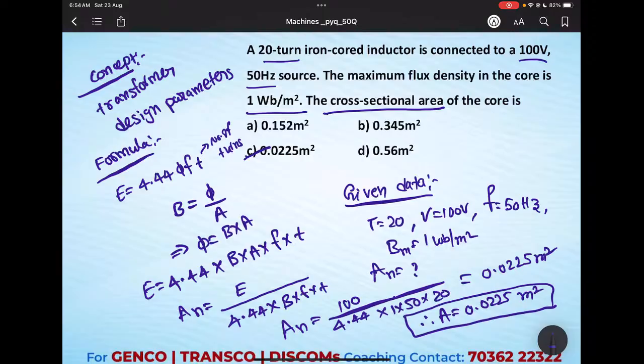In this question, what we need to learn is that sometimes the data may be given in an indirect way. We know the formula of induced EMF is 4.44 phi f T only, but in the given data they gave the flux density Bm. So sometimes we have to interconnect different formulas to solve the question. That is the lesson we need to learn from this question.